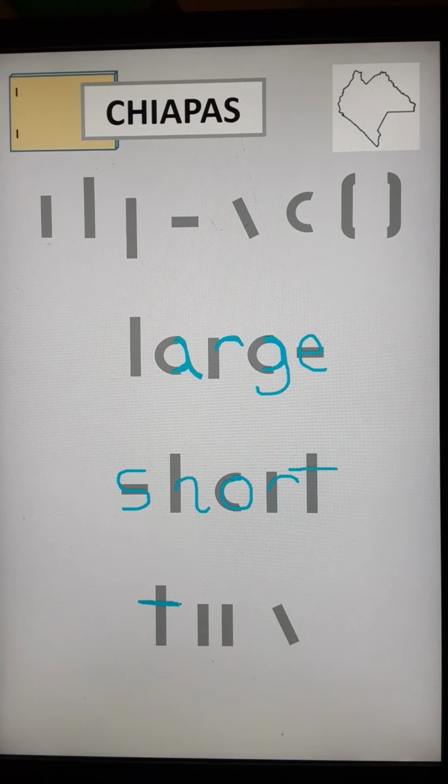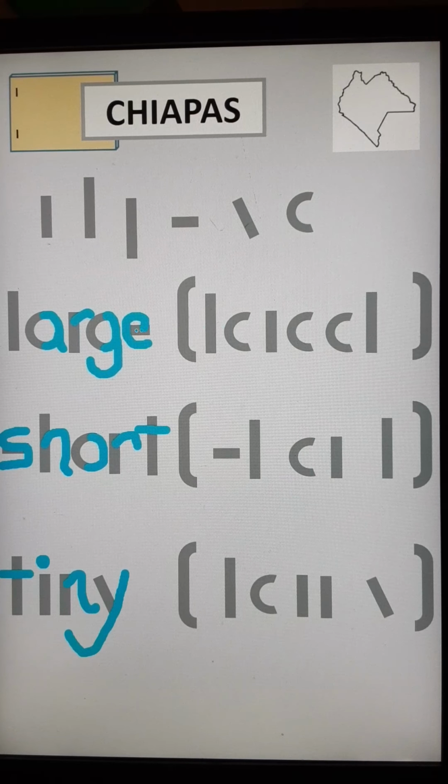Large, short, and tiny. I won't even ask for examples. I know you're going to say something mean about me. This is large, short, and tiny. We're just going to move it over here, large, short, and tiny. In your workbook, you should have another box that you can use right next to large, right next to short and tiny. And you can put in the pronunciation.